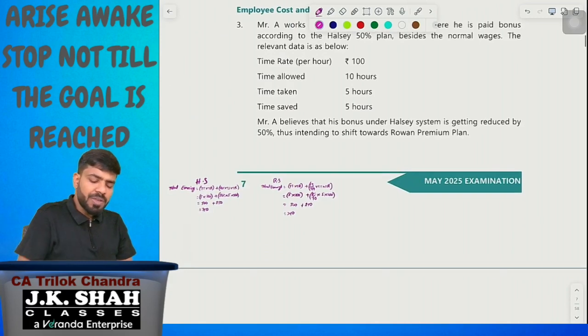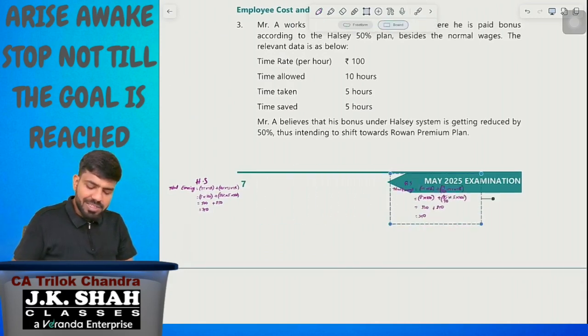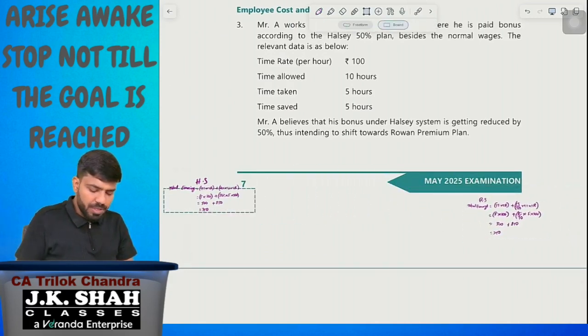Now, first of all, we need to calculate earnings according to Halsey scheme and Rowan scheme. Look here.